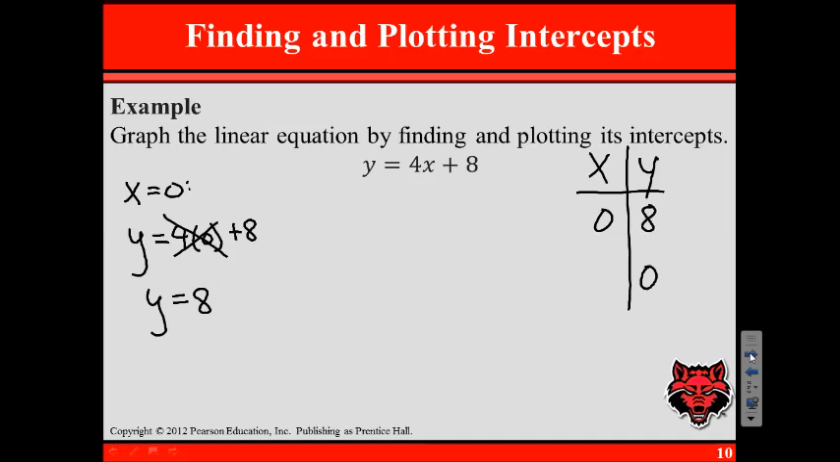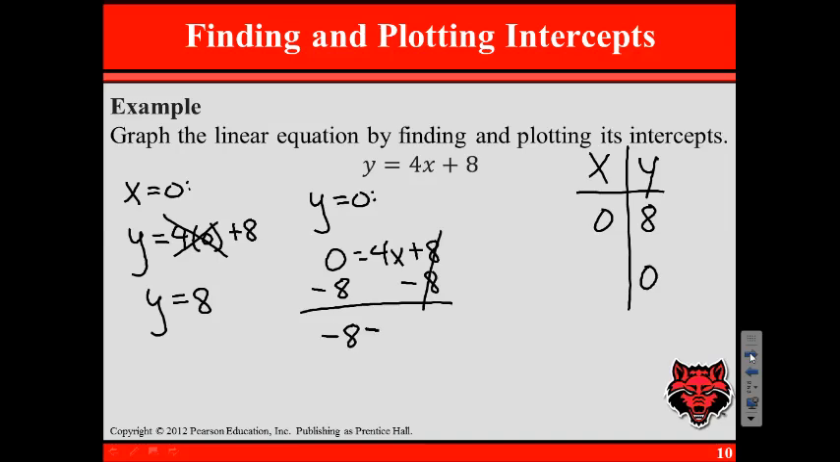To find the next intercept, we plug in 0 for y. That gives us 0 equals 4x plus 8. And now we must solve for x. So we subtract 8 from each side because opposite 8's cancel. On the left-hand side, 0 minus 8 is negative 8. On the right-hand side, we're left with 4x.